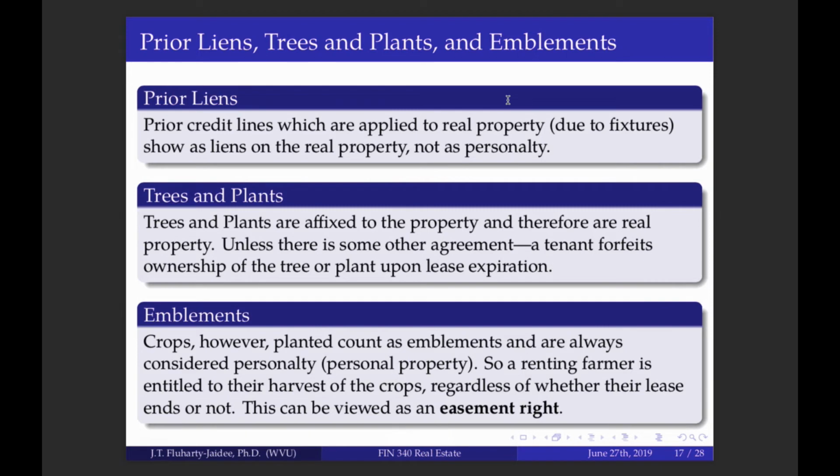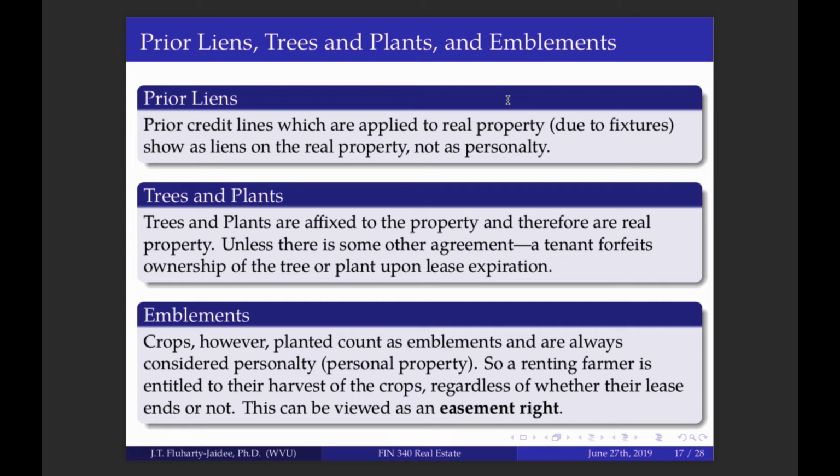Emblements are basically crops. So if you're going to plant anything for the purpose of harvesting, that is your personal property. Okay? It's personalty. It is not considered trees or plants a fixed property to the land. The reason for this is that everyone who plants crops has the right to the harvest. So they have the right to benefit from their work. So they are entitled to harvest those crops even if their lease is over. Okay? And that is viewed as an easement right.